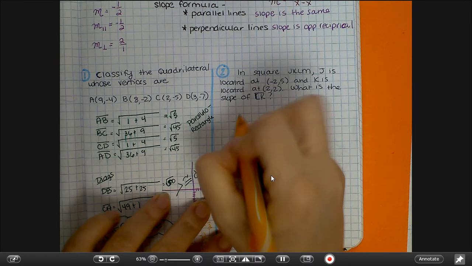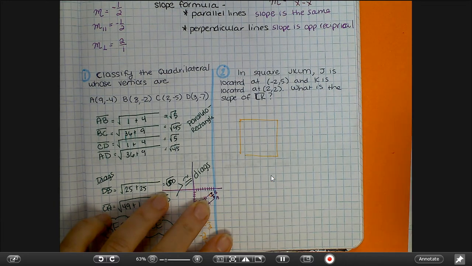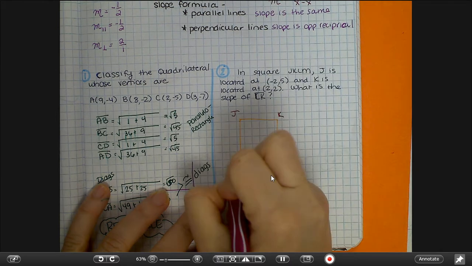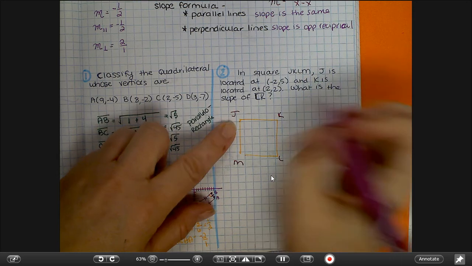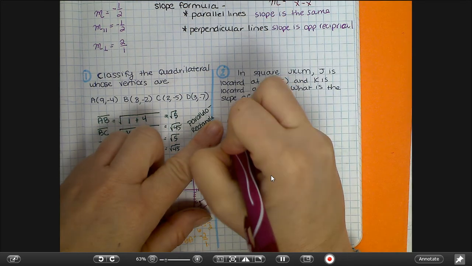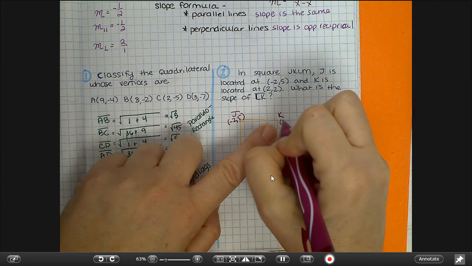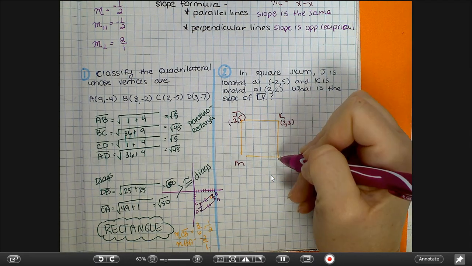All right. In a square JKLM, so I'm just going to draw a square. Beautiful, right? Square JKLM. J is located at -2, 5. And K is located at 2, 2. We want to know the slope of this side.